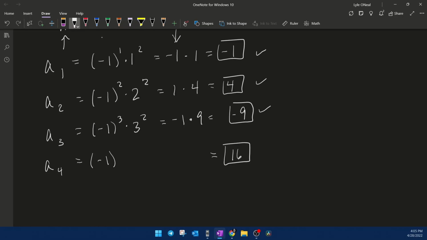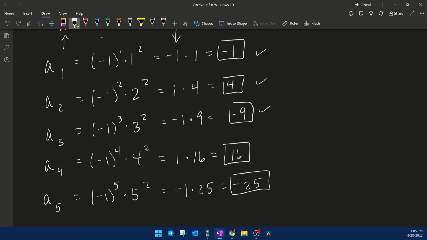Now proving that, every n is now 4. -1 to an even power is +1. 4 squared is 16. And we have one more term to calculate. -1 to the 5th times 5 squared. -1 times 25, -25. And now we're going to take these numbers back to the MyLab Math and see how we did.